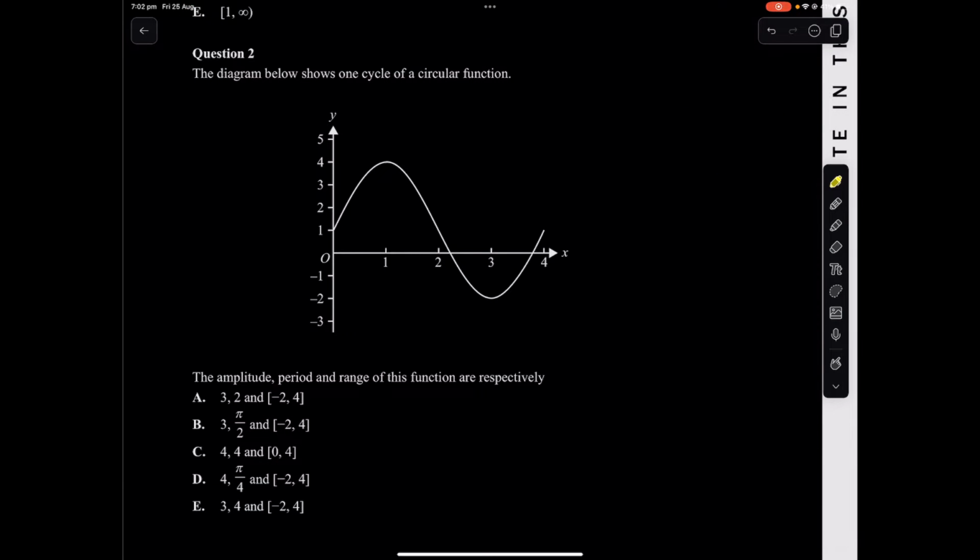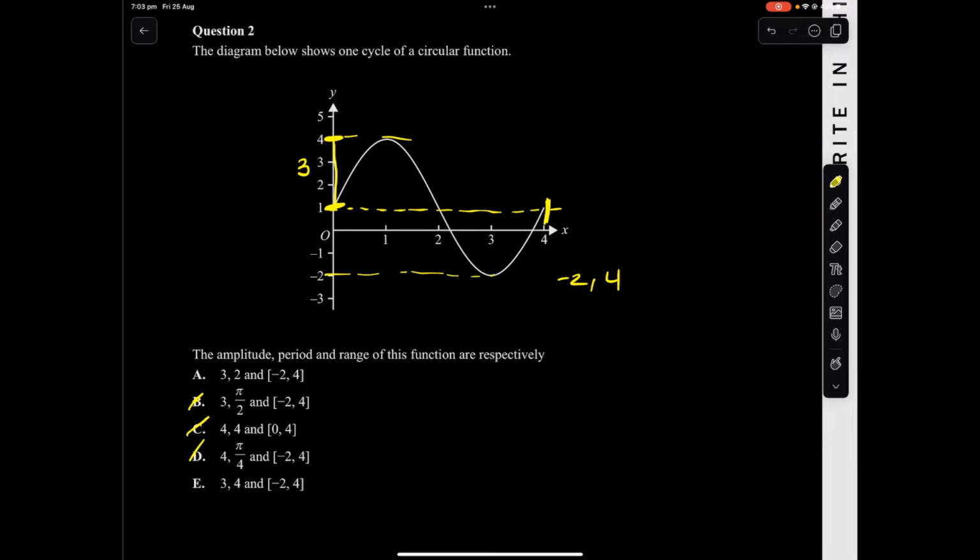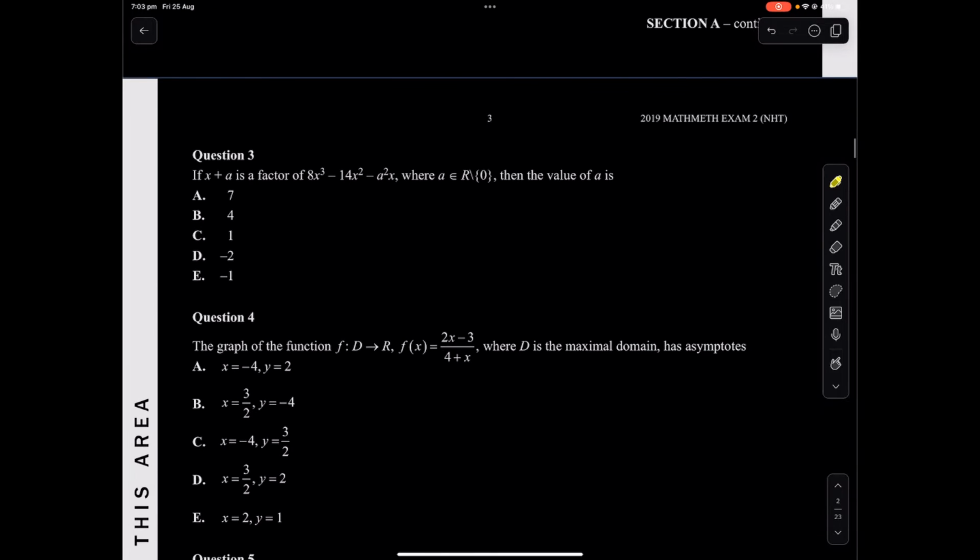The amplitude, period, range of the functions are... Okay, so if we can just draw a nice line here. So the amplitude is 3. So these are wrong. The period is from 0 to 4, so just 4. And that'll mean it's one of these. And the range is from -2 to 4. Looks like E is your answer. So yep, amplitude's 3. Period is 4 and -2 to 4. Perfect. Next question. Question 3.